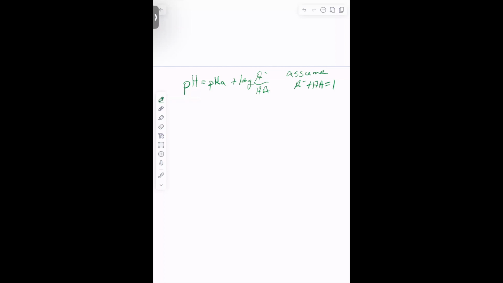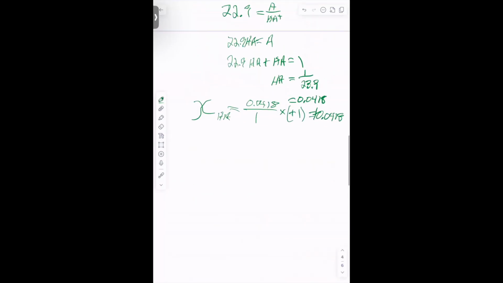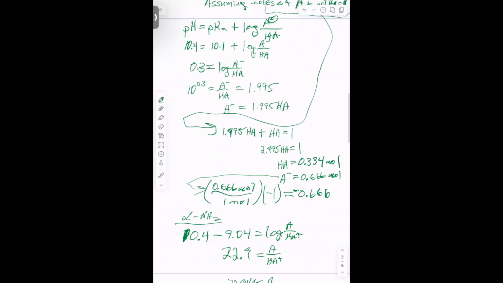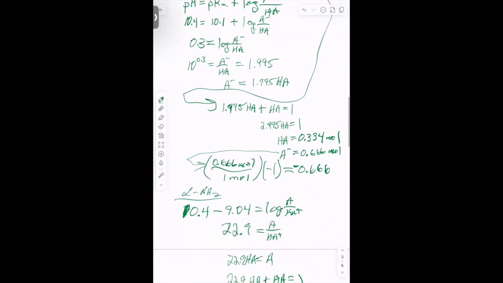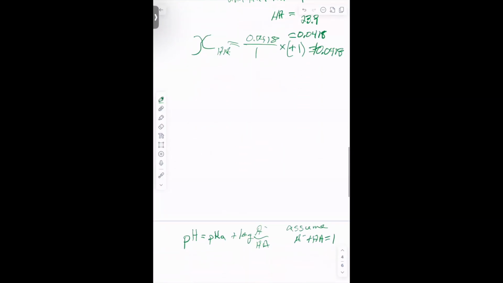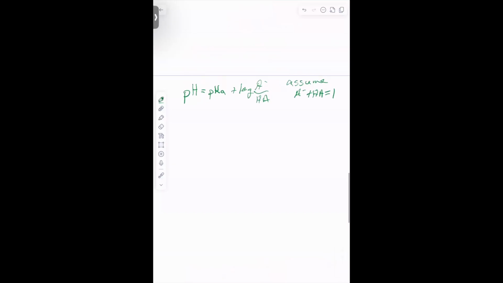And by being able to do that, we will be able to come up with expressions to avoid having to go through all these steps, where we can kind of bang them out in one really nice equation, depending on if you're trying to solve for mole fraction of A minus or mole fraction of HA. So that's what we're going for. The first things we do are very similar to what we've already done, except we won't put in values, we'll keep in the variables.